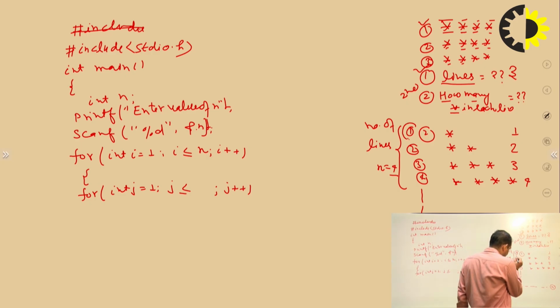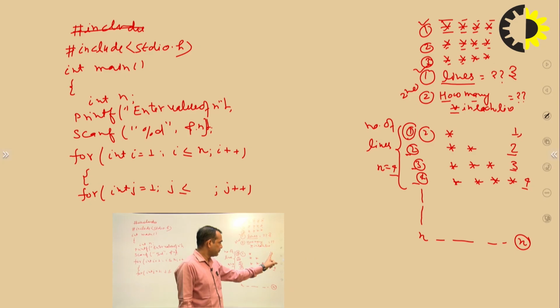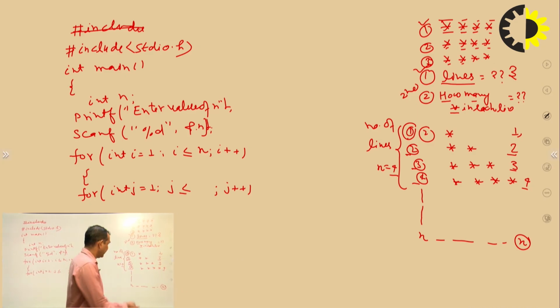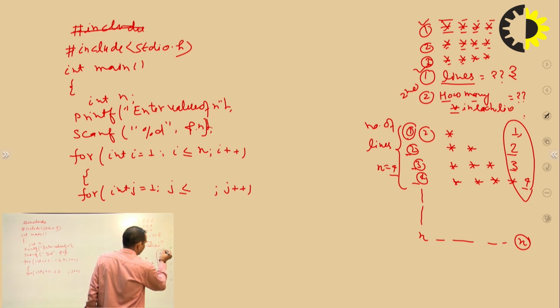Suppose if the line number is 1, the number of stars is 1, line number is 2, number of stars is 2, line number is 3, number of stars is 3, and line number is 4, the number of stars will be 4. Means in each line, the number of stars will be equal to the line number. If i equals 1, how many stars do we have to print? That is 1. If i equals 2, stars 2, i equals 3, stars 3, i equals 4, stars 4. Means this depends on the value of i.